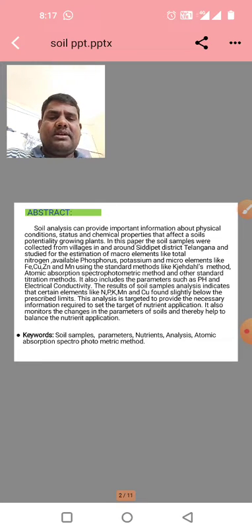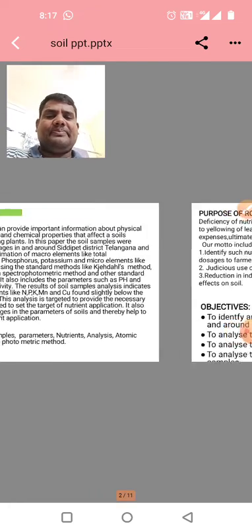The analysis is targeted to provide the necessary information required to set the target of nutrient application. It also monitors the changes in the parameters of soils and thereby helps to balance the nutrient application.